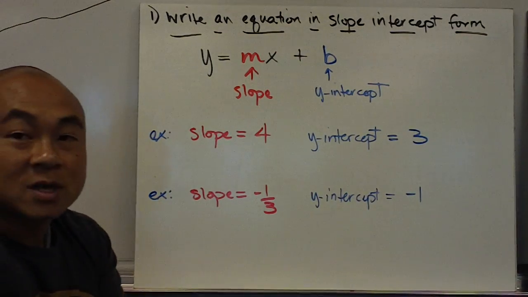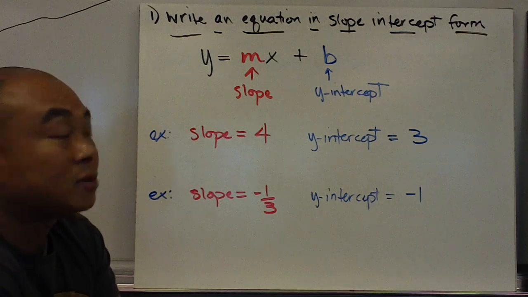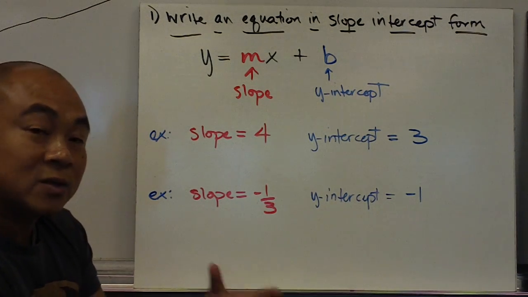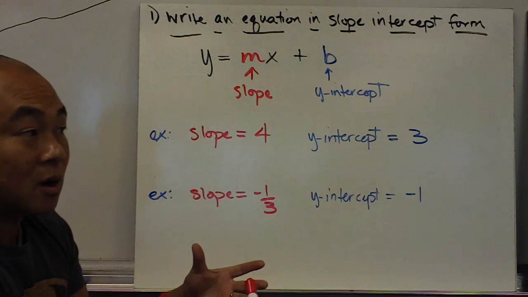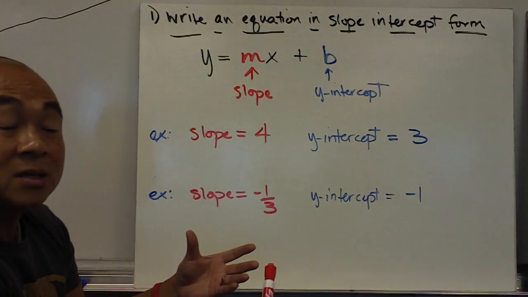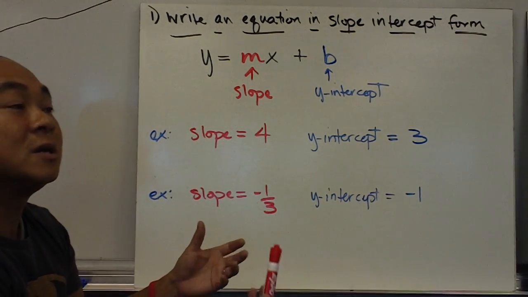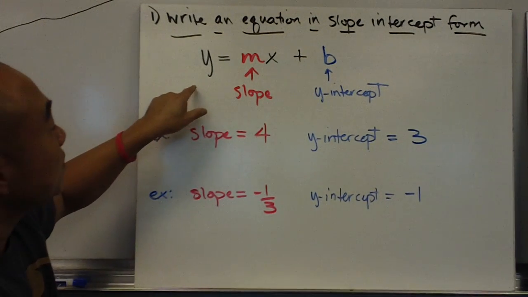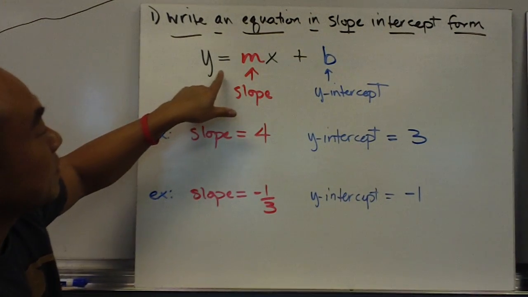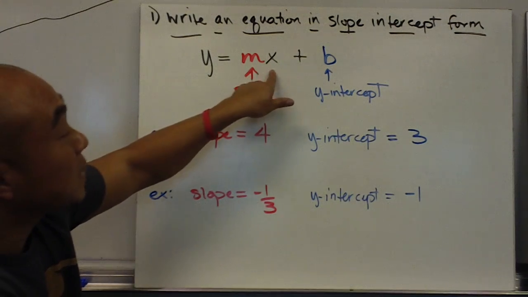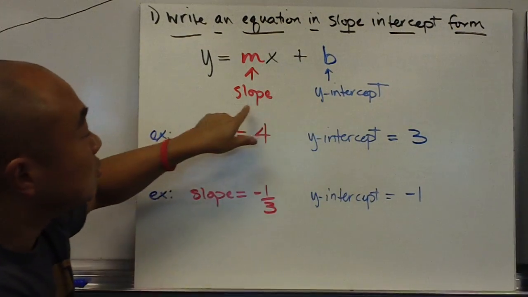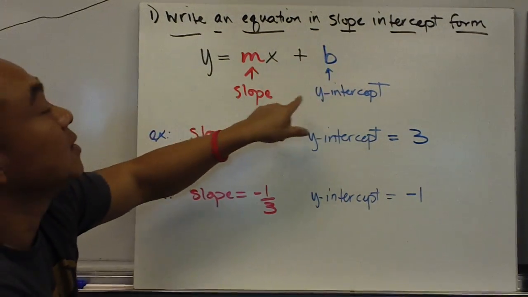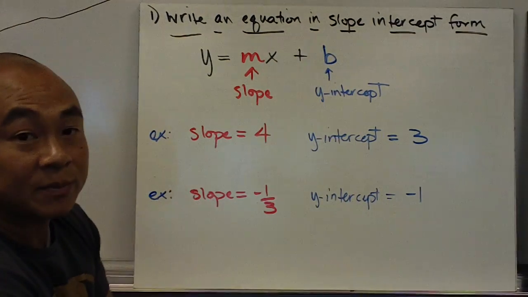Alright, so our first step is to figure out what the slope-intercept form is. It's basically a way to write an equation in a particular format so that you can easily pick out your y-intercept and your slope. This is your basic form: y is equal to mx, or m times x, plus b. Your slope is always the number in front of the x in this format, and the b is always your y-intercept.